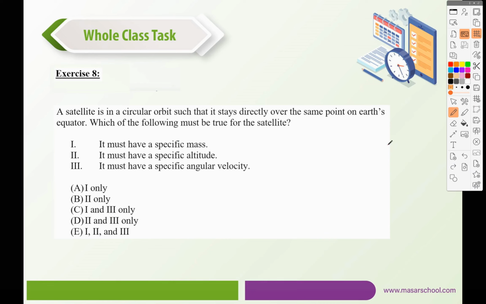Now, a satellite is in a circular orbit such that it's always directly over the same point on Earth's equator. Which of the following must be true for the satellite? It must have a specific mass. No, the mass of the satellite is not important. The altitude is important for us, and it must have a specific angular velocity. This is true because a change in speed would result in a change in the orbit itself, and it would be elliptical, and the correct answer in this case is D.